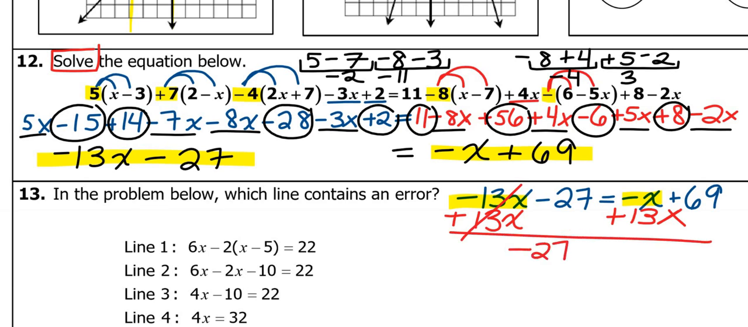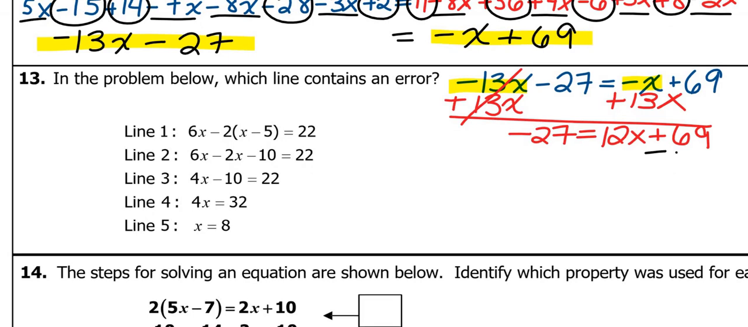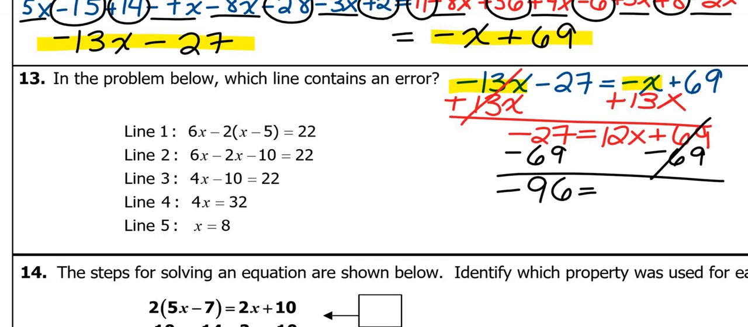So we have negative 27 equals negative x plus 13x is 12x positive plus 69. And now the last step is I'm going to subtract 69 from both sides so that I can isolate my variable. They cancel on the right. Negative 27 minus 69. I'm getting even more negative, so I'm definitely going to have a negative number. And now I'm going to combine 27 and 69. And I'm going to get negative 96 equals 12x.